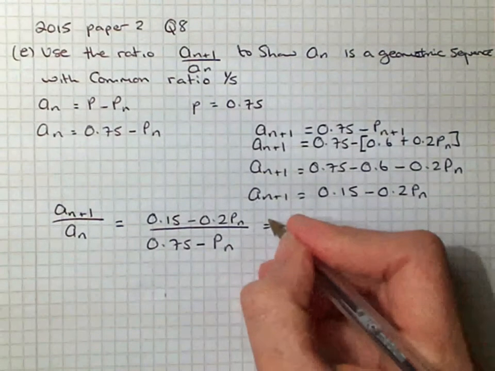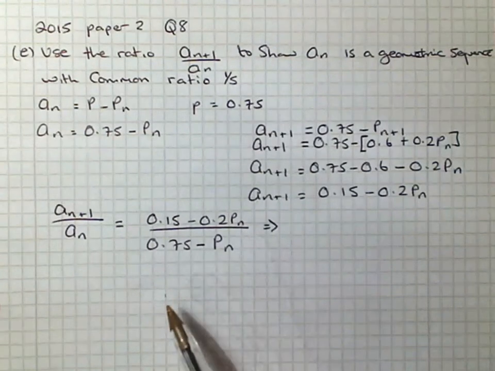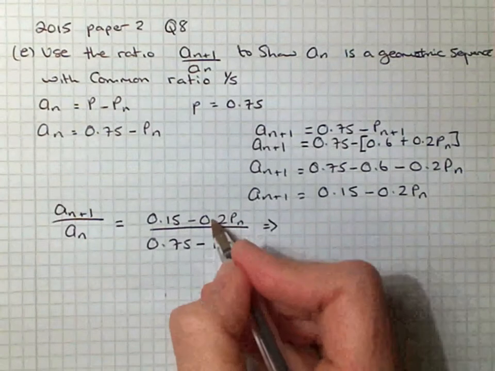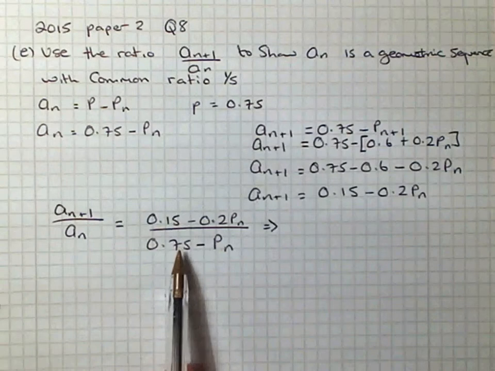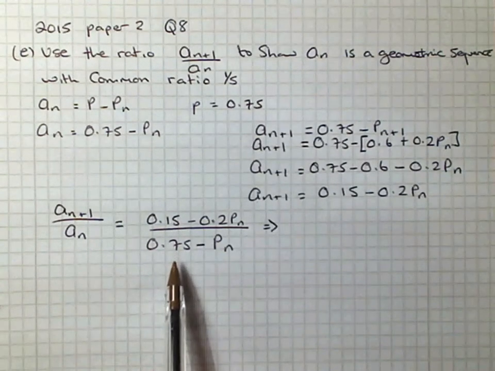Now, we need to show that that simplifies to a constant. At the moment, we can't cancel anything, so the best way to look at this is to see, can we factorize? If you look down here at 0.75, we know that 0.75 can be divided by 5.